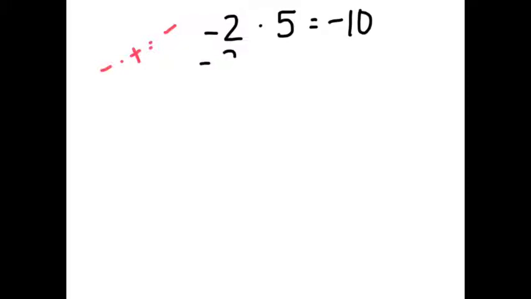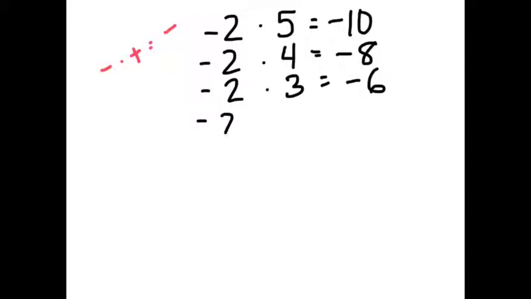So now that we know a negative number times a positive number equals a negative, we can show another rule with a pattern. So starting with negative 2 times 5. What's that answer? Negative 10. And negative 2 times 4. Negative 8. Negative 2 times 3. Negative 6. Negative 2 times 2. Negative 4.